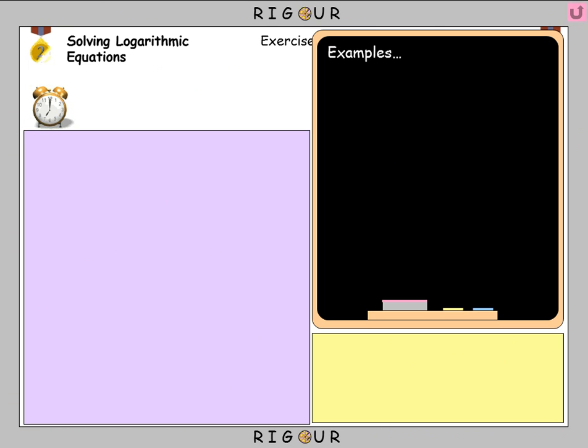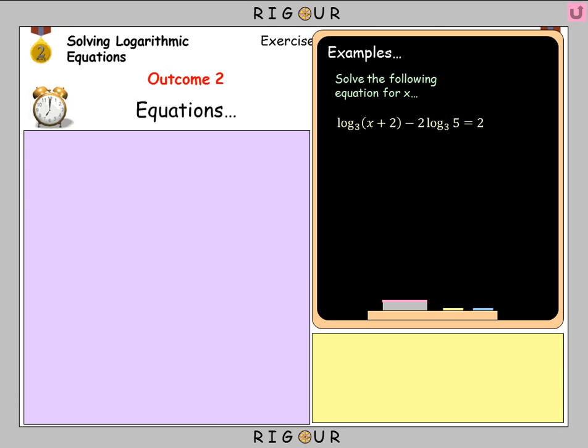So let's crank this up a notch, we'll make it a wee bit more complicated. So this time we've got something like log to the base 3 of x plus 2 minus 2 log to the base 3 of 5 equals 2. So this is more typically something you would find in an exam.